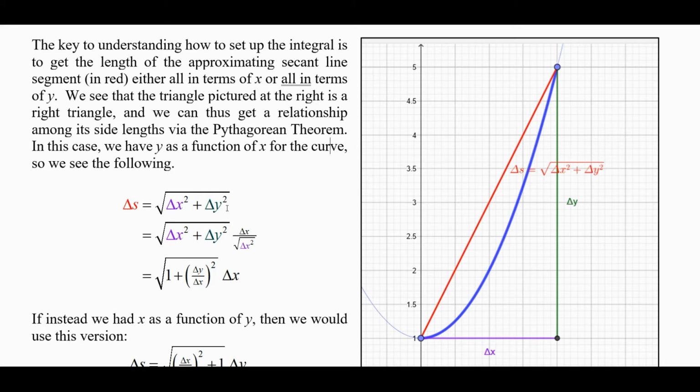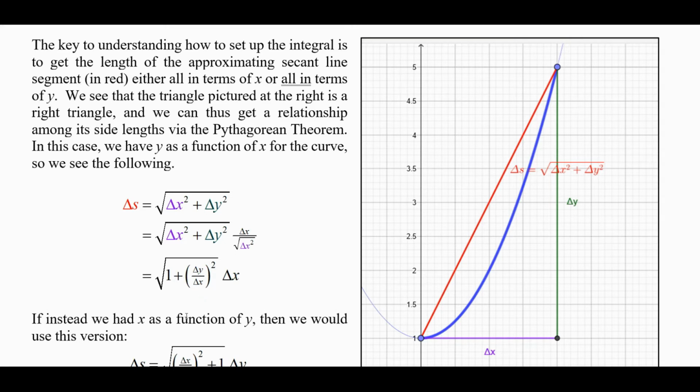Now, if we want to get everything in terms of x, we can multiply by the fraction delta x over delta x. Another way to write that is delta x over the square root of delta x squared, at least if delta x is positive. Yes, if delta x is positive, that works. So the delta x we're going to leave outside, and we're going to distribute the square root inside here. Square root over square root is one big square root. So we have delta x squared plus delta y squared divided by delta x squared, and distribute. Delta x squared divided by delta x squared is 1, and delta y squared over delta x squared is delta y over delta x, squared.